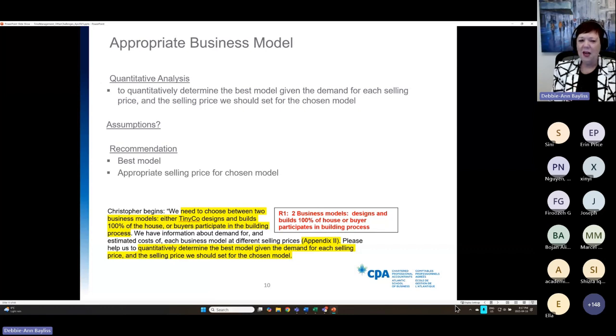So already I'm going to set my structure up. Appropriate business model is going to be my heading. They've asked us, we need to perform a quantitative analysis. I've written down what they want us to do. I've included another subtitle. I've included assumptions and I put a little bit a question mark there.